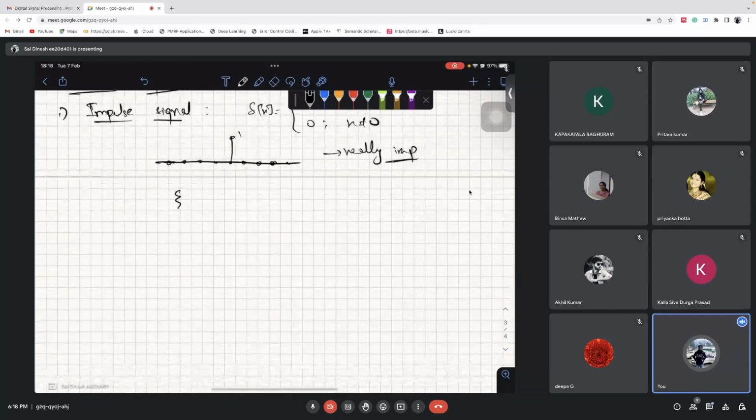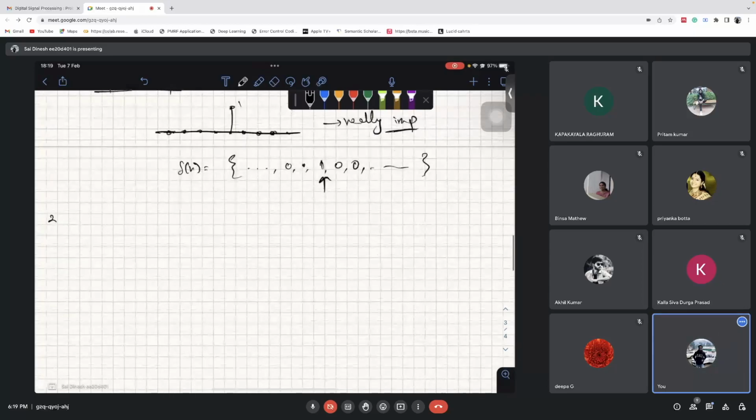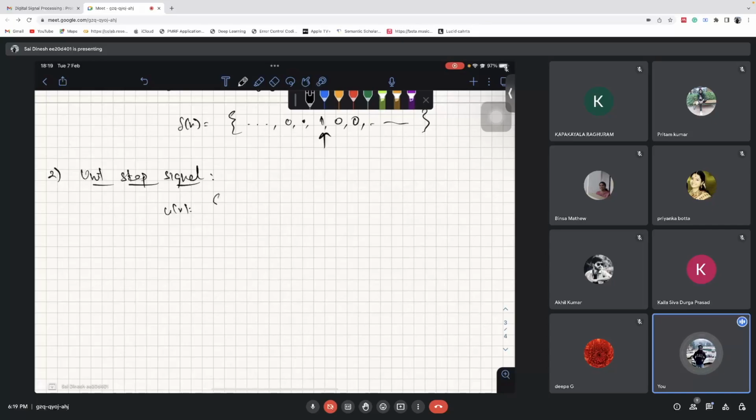If we want to represent this as a sequence, we write it as 1 and then 0s on either side. So this is the impulse signal. The second one is the unit step signal. For the unit step signal, u of n would be 1 for n greater than or equal to 0 and 0 for n less than 0.